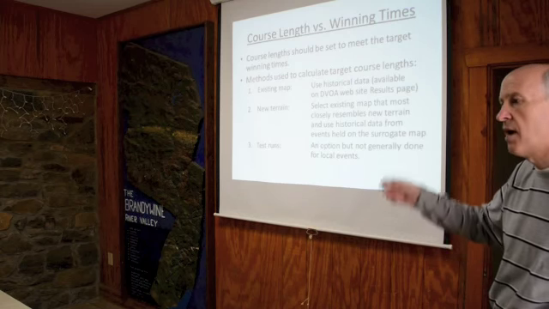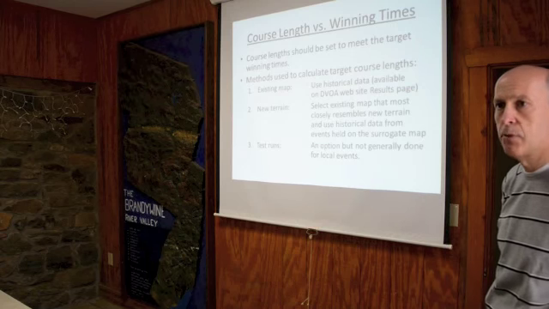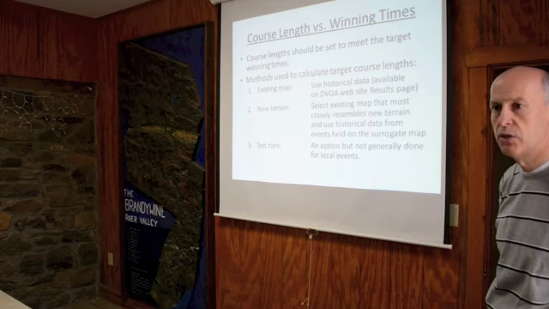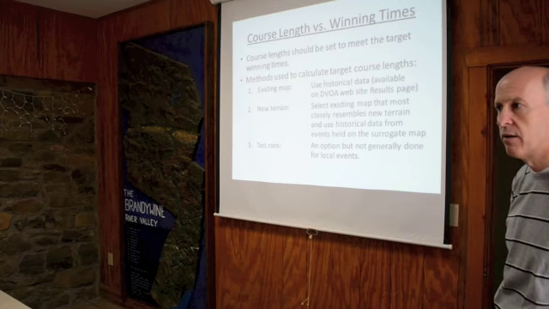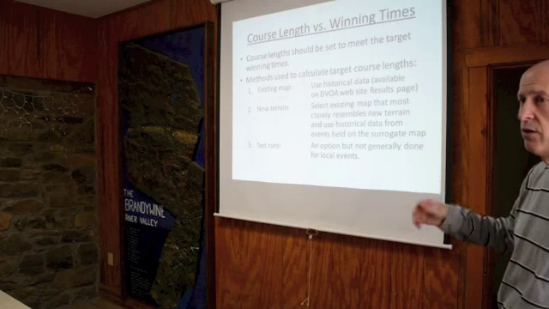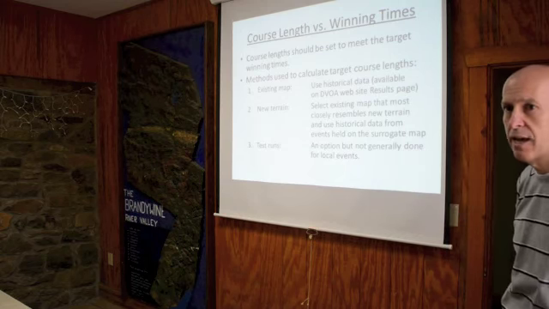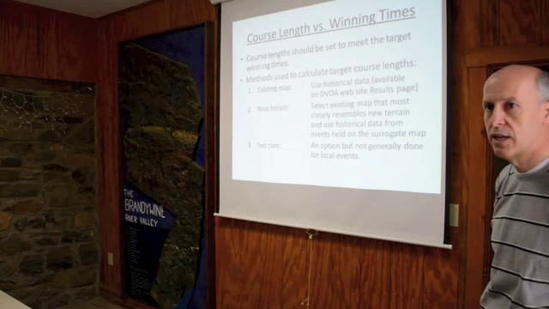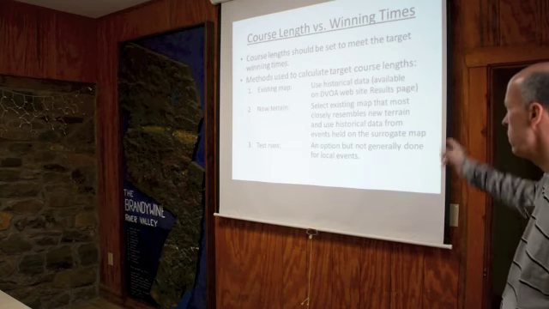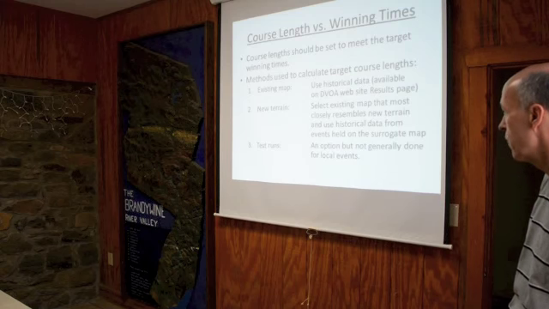So you know the winning time, you know the length, you can divide winning time by length to get a time per kilometer for what the winning times historically have been. And then given the winning time target, you can multiply that out and come up with the target length for the course. So that's the easiest thing to do. And I think I may have another slide on that to show you how we typically do that.